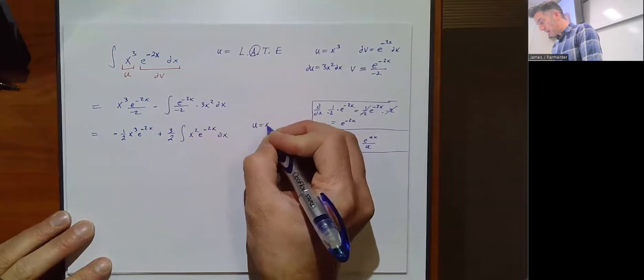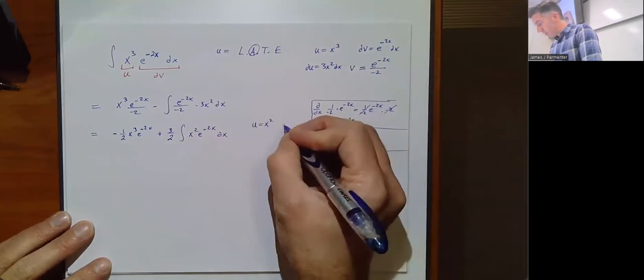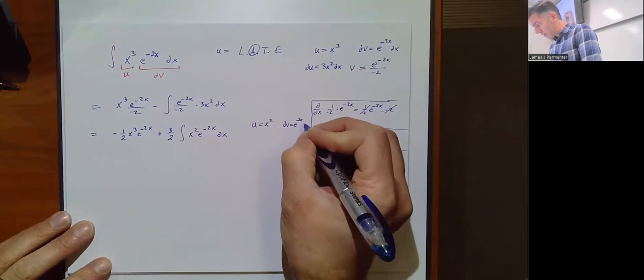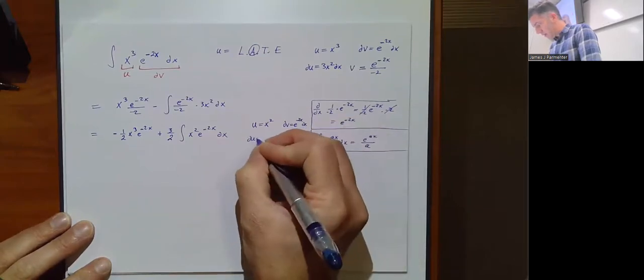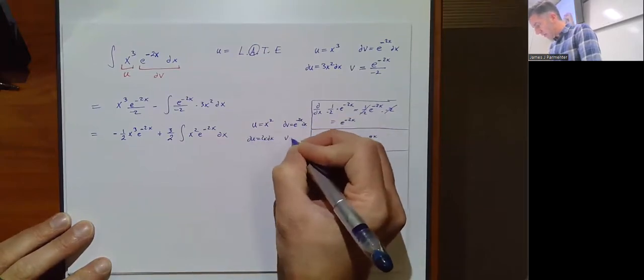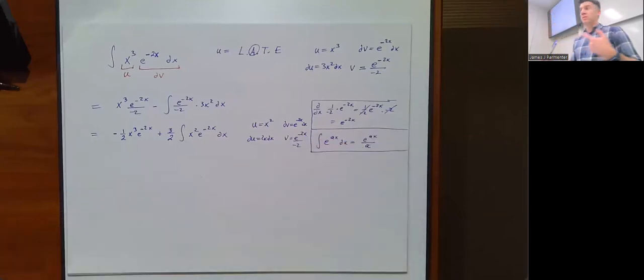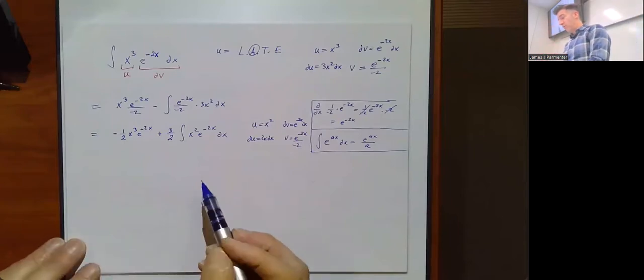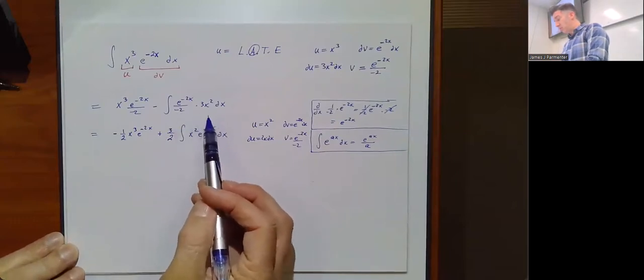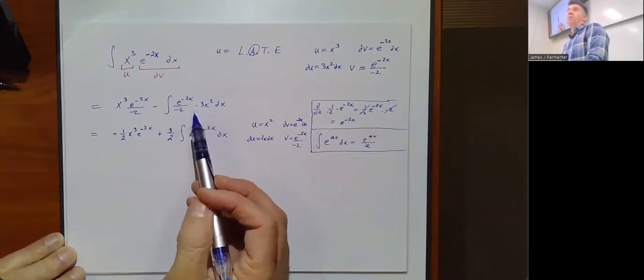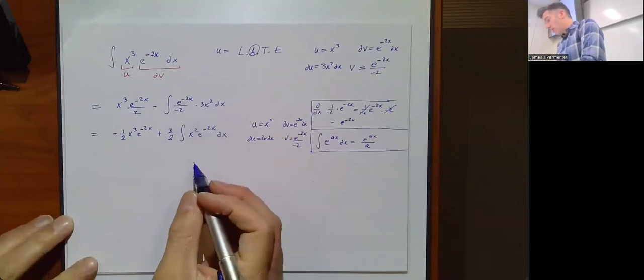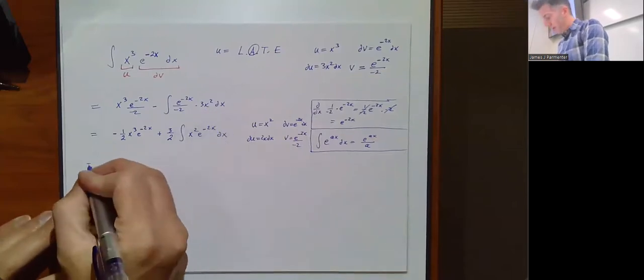Now u is going to equal x squared. dv is going to be the same as it was before, e to the negative 2x dx. du is going to be 2x dx. v is going to be e to the negative 2x divided by negative 2. So typically with these problems where your u is equal to x to a power, every time you do integration by parts, the power decreases by 1 because you end up getting the integral of your v times du. And so your du has a 1 less power than your u had. Okay, it's the same old thing once again.